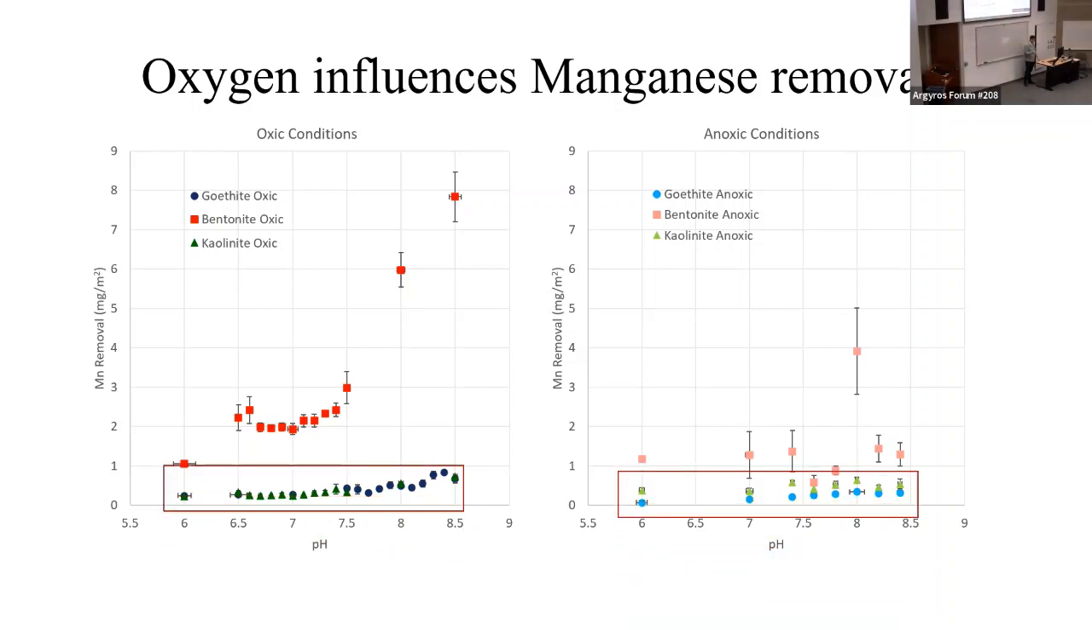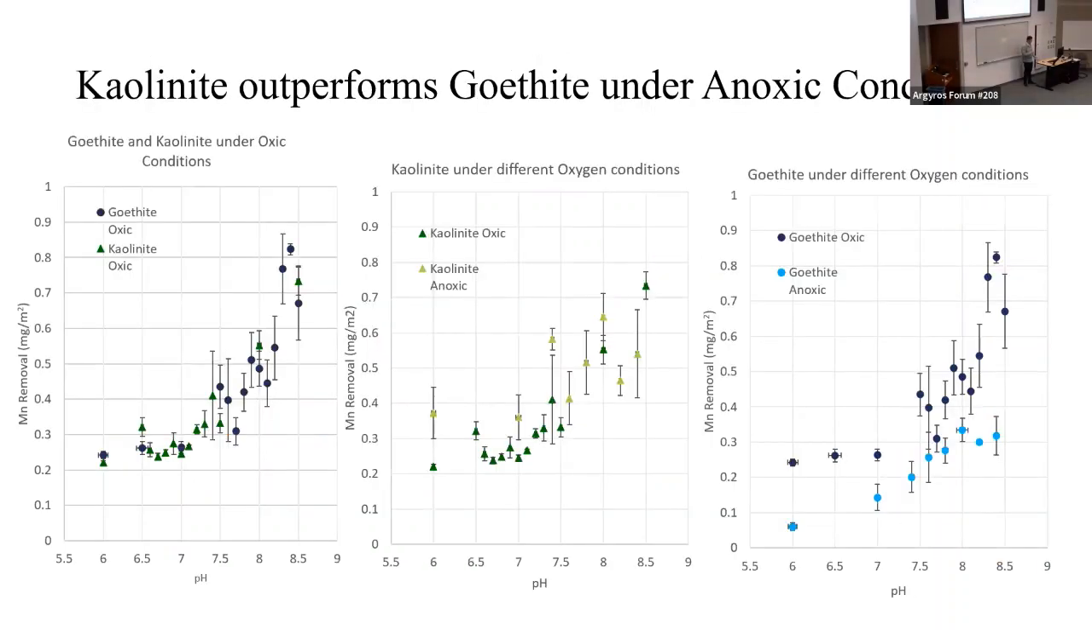And as I mentioned earlier, it is hard to see what's happening at these lower amounts of manganese removal per surface area. So in the next slide, I'll be looking specifically at what is in these two boxes here. The graphs are going to be the same, but instead of going from 0 to 9, it's going to go from 0 to 1, as you can see here.